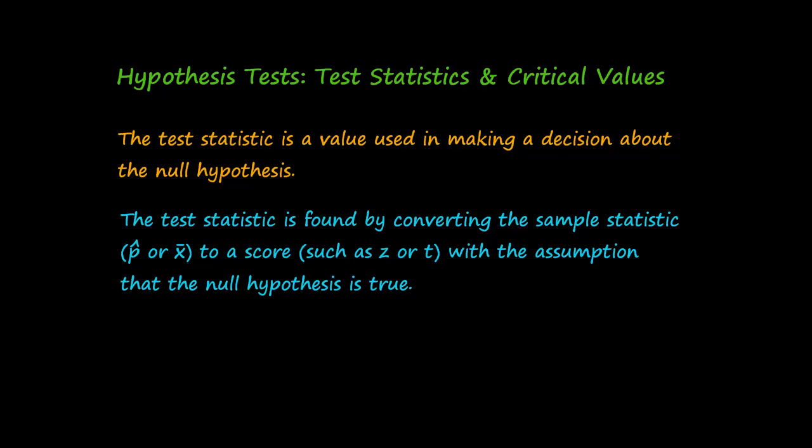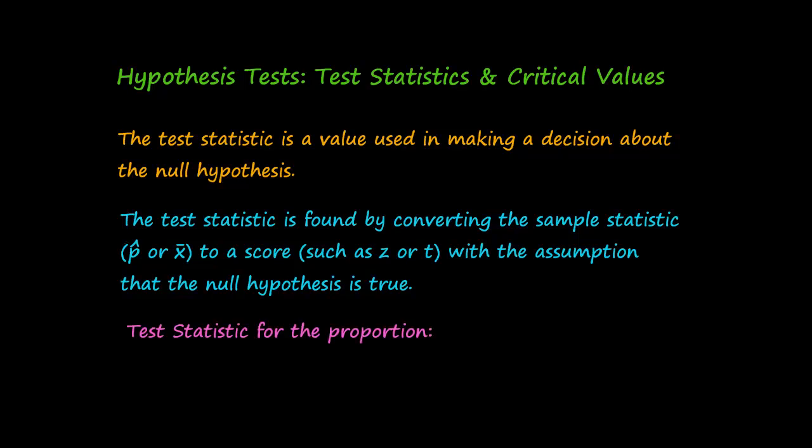It's found by converting the sample statistic, either your p-hat from your sample, your x over n, the number of successes you found out of your number of trials, or your x-bar, your sample mean. You convert that to a score, such as a z-score or a t-score, with the assumption that the null hypothesis is true. And recall, we use the z for the proportion, and z for the mean when sigma is known, and t for the mean when sigma is unknown. And there are other criteria also that we have to consider. Okay, so we will assume the null hypothesis is true and calculate this test statistic.